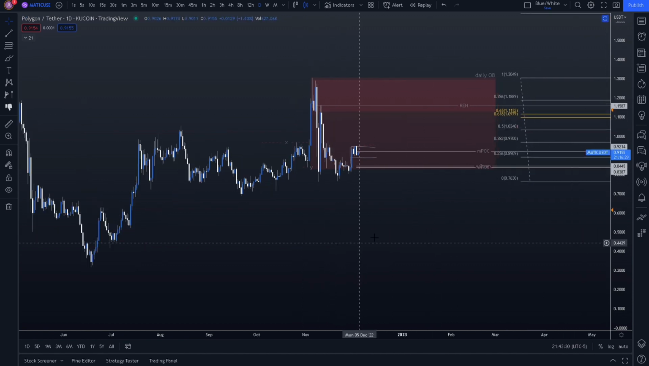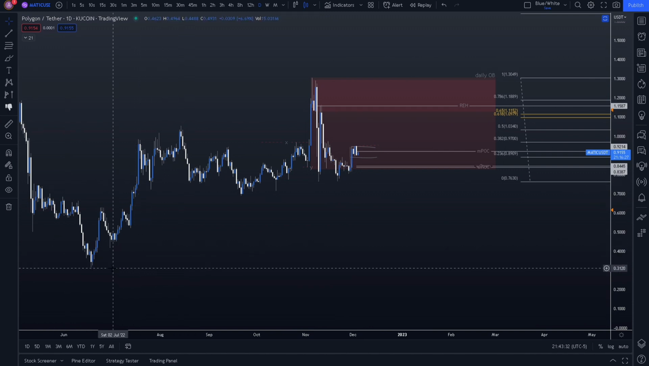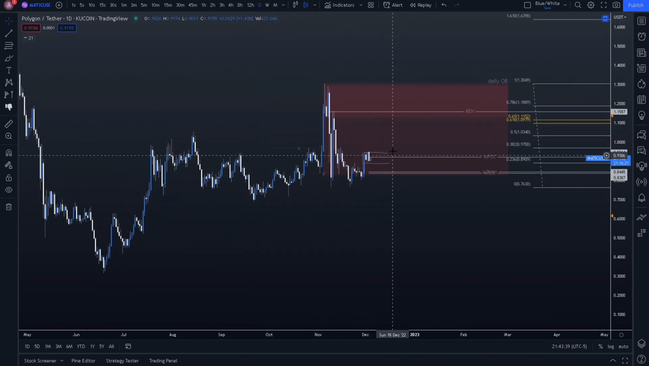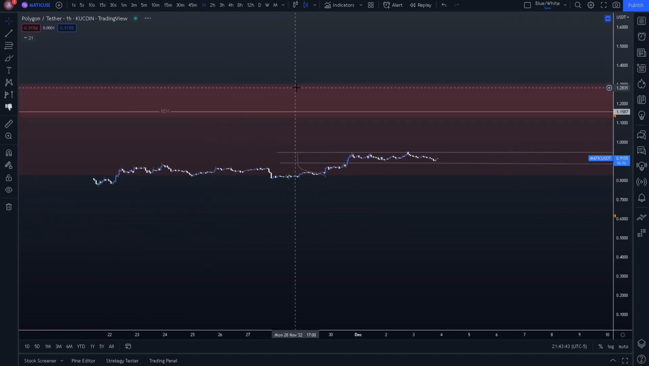So that is my macro outlook on Matic, just looking a little bearish overall. And now we'll go into a lower time frame and discuss where we think Matic is going to be in the short term for some trades. So we'll go down to the 1 hour and we'll check this out.